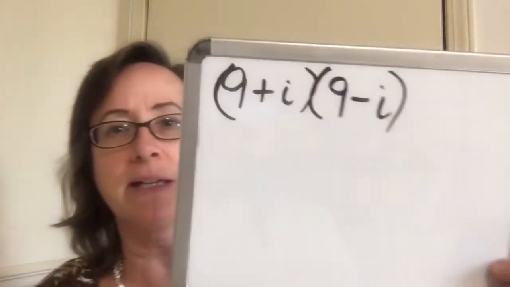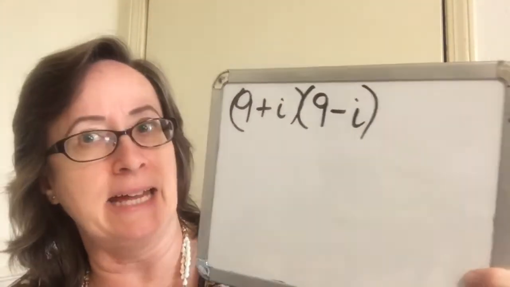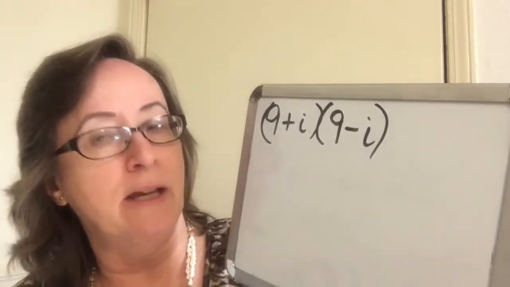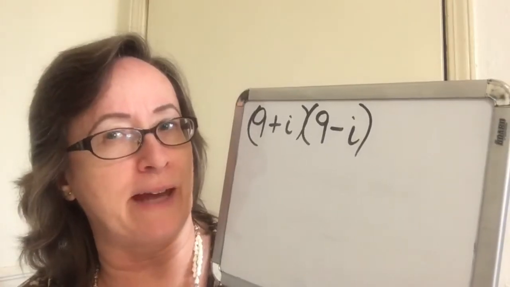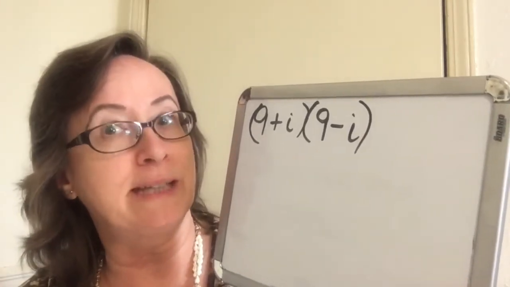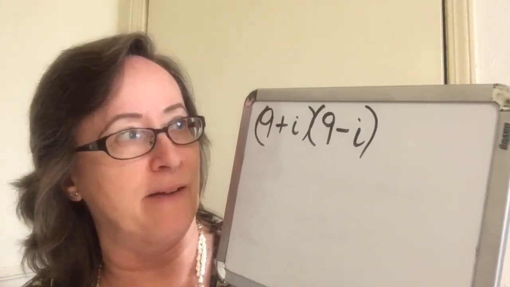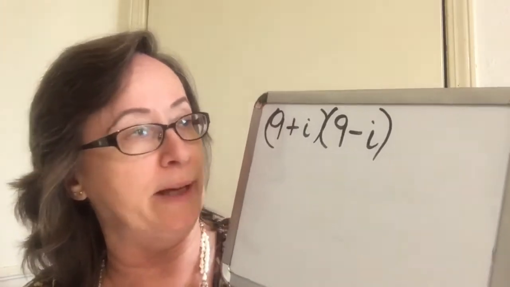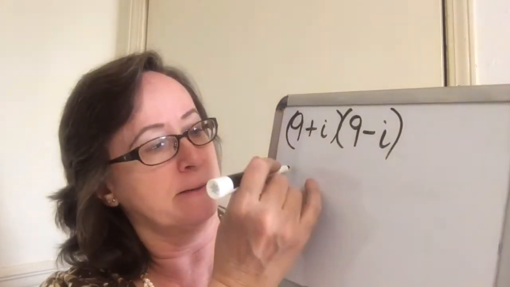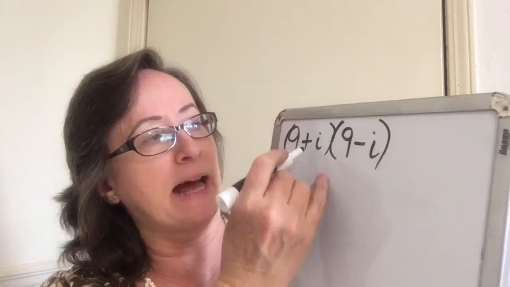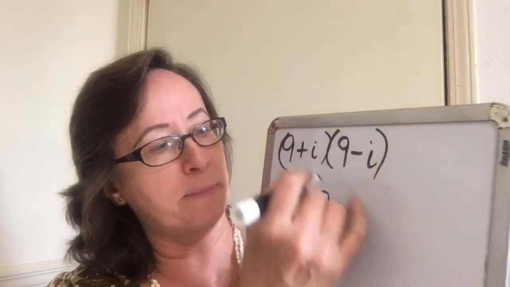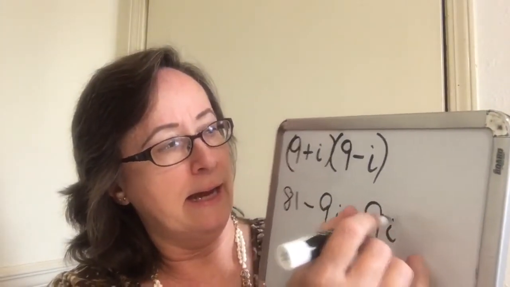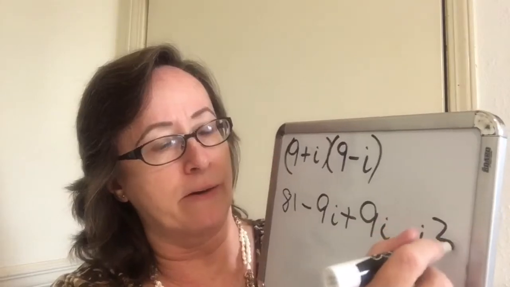All right, so now we are FOILing again, but look at what we're FOILing. 9 plus i, 9 minus i. Those are conjugates. When I FOIL them together, something cool happens. Just like when I FOILed together radicals, I got rid of the radical. When I FOIL together complex conjugates, I will get rid of the imaginary numbers and my number will become real. Let's FOIL it. First is 81. Outside is negative 9i. Inside is positive 9i. And the last is negative i squared.